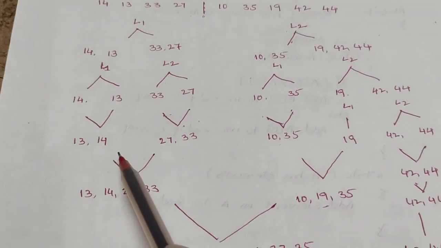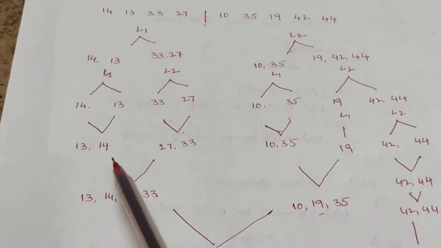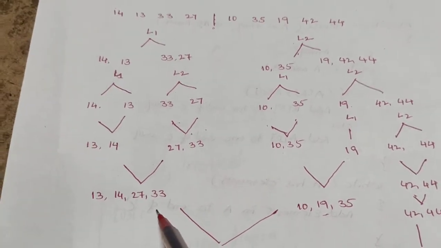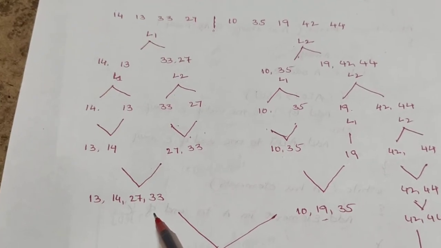Let us observe clearly. So I am going to merge these two sublists L1 and L2, and I get one more sublist, that is L1.